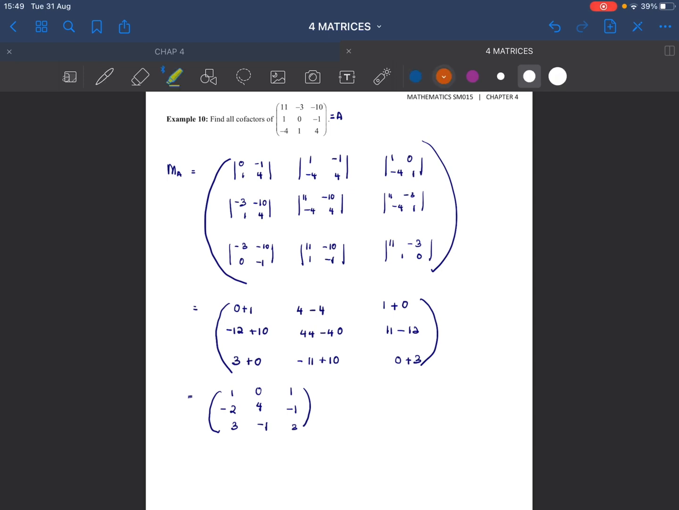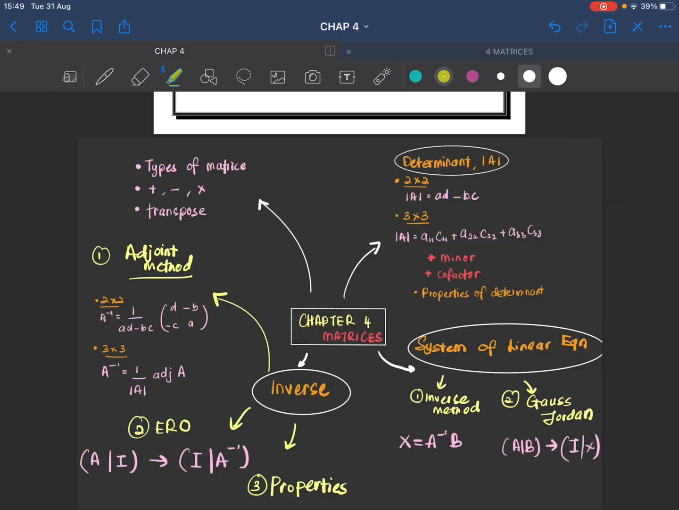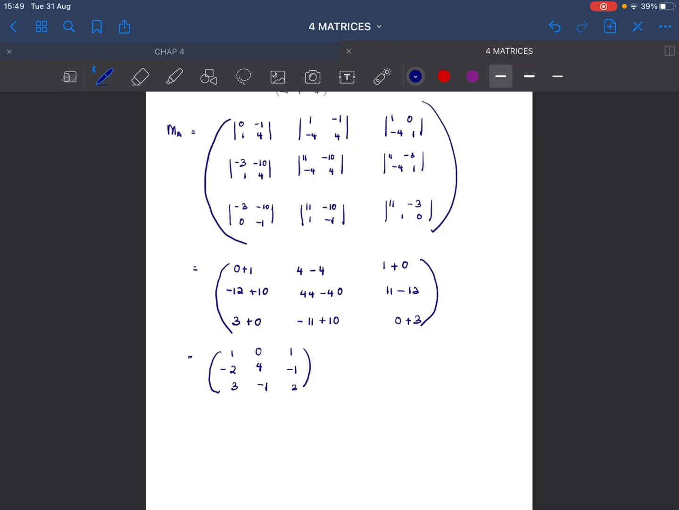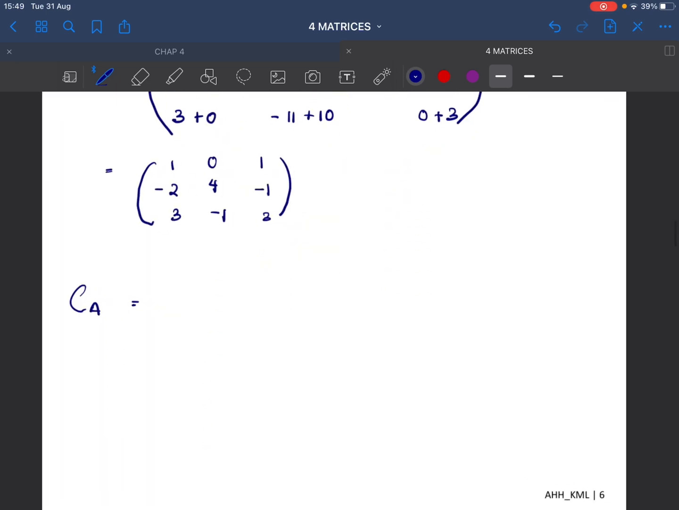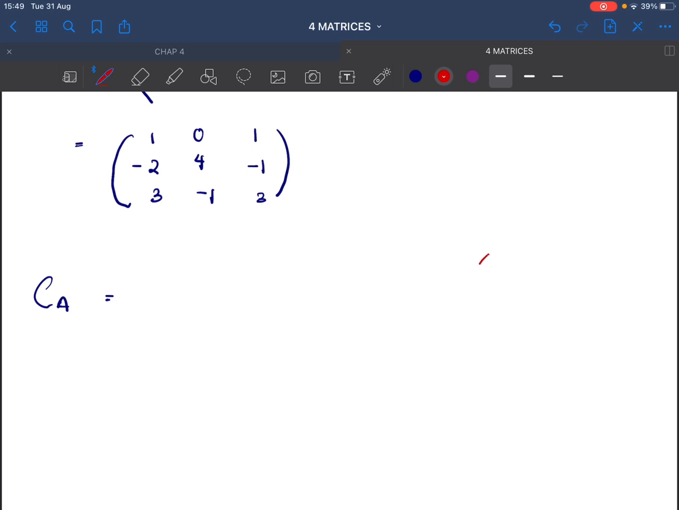But for this question, the question said find the cofactors. Okay, so let's see. We want to find the cofactor of A. So basically what we do, we know that for the cofactor of A we can use positive, negative, positive, negative, positive, negative, positive, negative, positive on our minor. So basically we just add the sign. Positive, negative, positive, negative, positive, negative, positive, negative, positive.